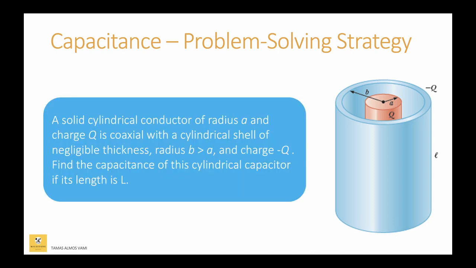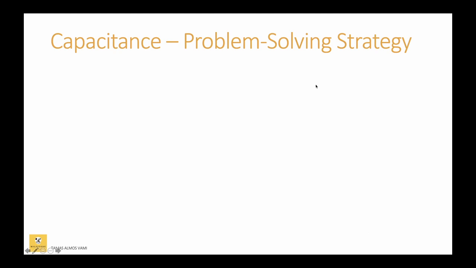So we have a solid cylindrical conductor with a radius of A, and then we have a shell located at radius B. We call it a shell because it has a negligible thickness. We put plus Q charge in the red solid conductor and minus Q charge in the shell. We are asked about the capacitance, and we also know that the length of this capacitor is L.